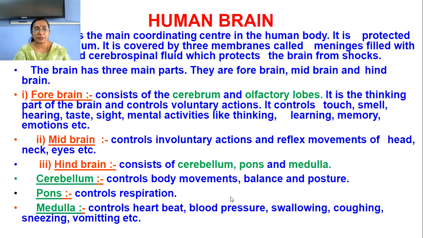Now the cerebrum is very important because it is the thinking part of our brain, and it helps in controlling voluntary actions. It controls many activities like touch, smell, hearing, taste, sight, and also thinking, learning and memory. It is also the seat of our emotions. It also contains two important endocrine organs, the hypothalamus and the pituitary gland.